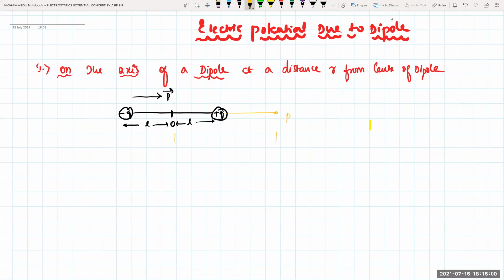From the center, this distance is R. That means this distance will become for me R minus L from plus Q, and this distance will become R plus L from minus Q. Isn't it? So that is a basic condition. Direction of the dipole is always from where, beta? From negative to positive.